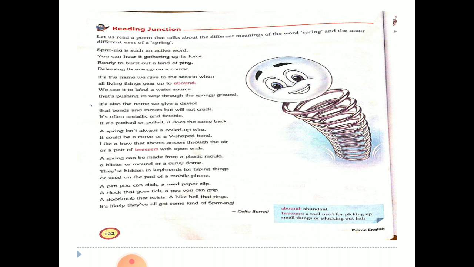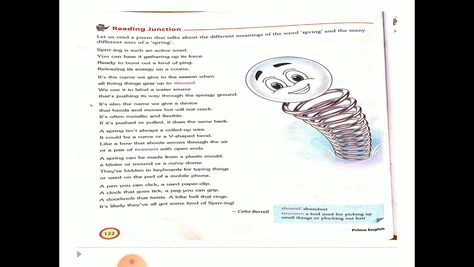Or a pair of tweezers with open ends. You know what a tweezer is? A tweezer is a tool used for picking up small things or plucking out hair. Some kind of plucker, which girls use to maintain their eyebrows. That is of V shape. If somebody in your home has that plucker, then you can see that the spring is kind of V shape. So a tweezer is of V shape and that arrow is of curve shape. So springs have different shapes and sizes.